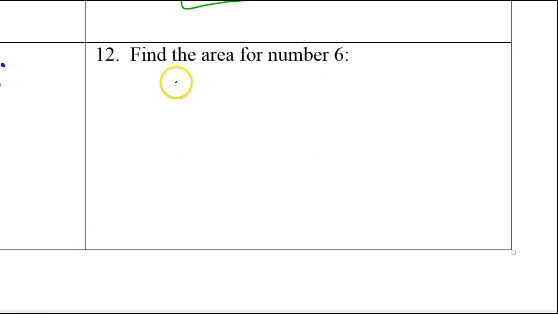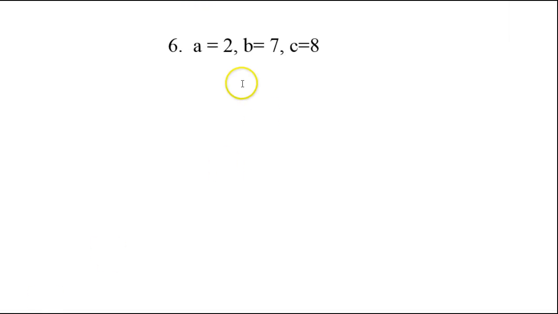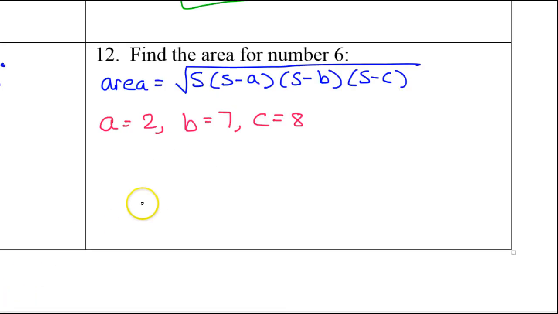For number 12, we're supposed to find the area of number 6. So here's what number 6 is. We're given side, side, side information, and this is one of the ones that we're supposed to use the formula for side, side, side. So we're in good shape. We're supposed to use this formula to find the area, and here we know that A is 2, B is 7, and C is 8.